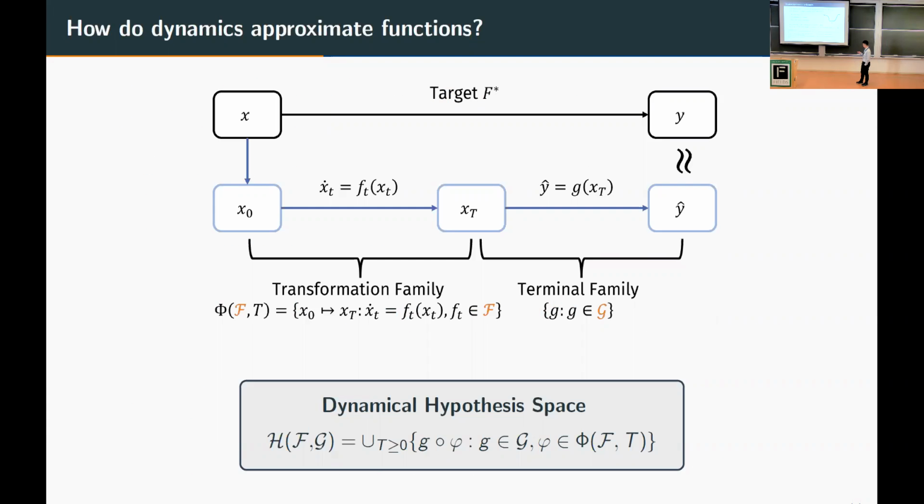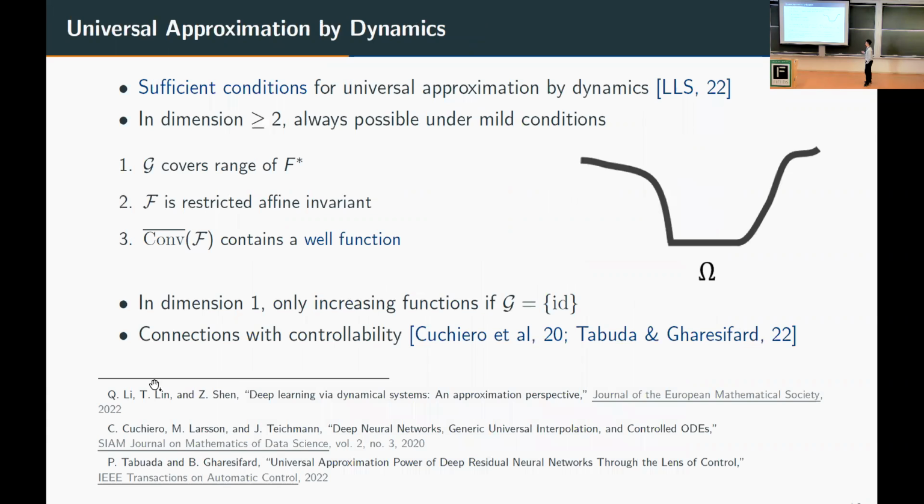Okay, so then the question is here, can we have some general sufficient conditions, very much like the Stone-Weierstrass type of result? What kind of F and G will be enough to give me a universal approximation? Okay, and here we have some results. We can show some sufficient conditions for universal approximation, and for dimensions at least 2, we simply only need these 3 conditions. Okay, so the first one is that the terminal family G must cover the range of your function that you're trying to approximate, because it is composed together, so the range never expands, right? So you need the terminal function to have enough range.